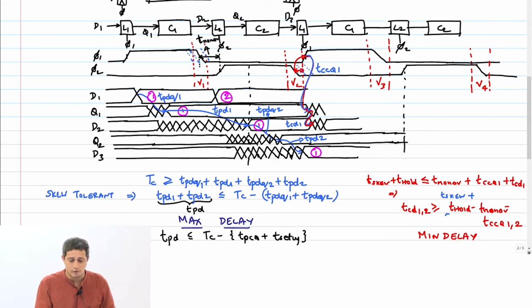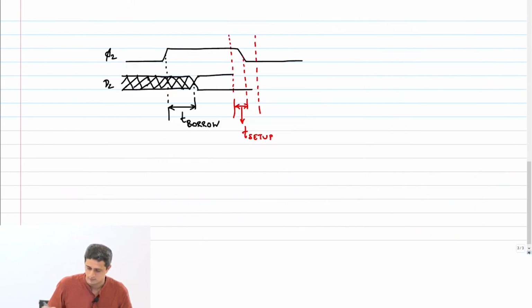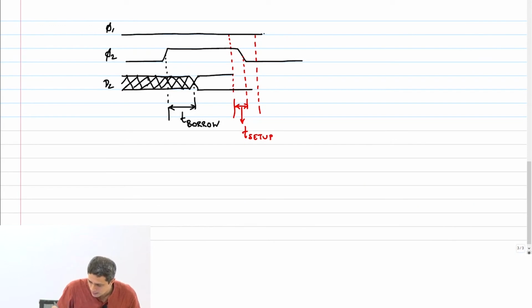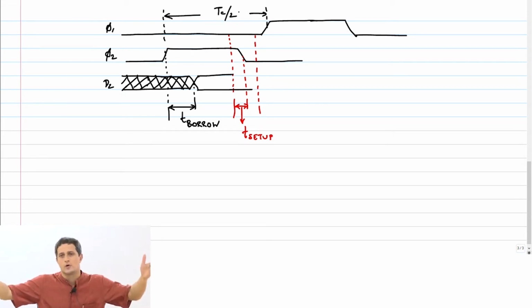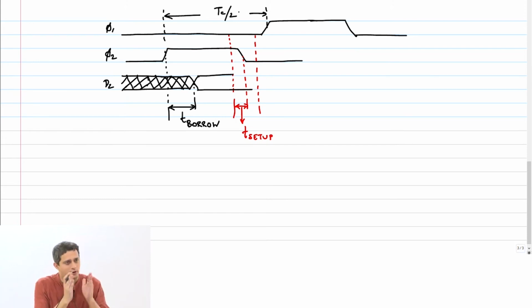Now, if you look at phi 2 and phi 1, phi 1 is here. This is 0, and then it goes high somewhere here. What is this time? This is basically half a clock period. Because from rising edge of phi 1 to rising edge of phi 1, it is Tc. From rising edge of phi 2 to rising edge of phi 1, it is basically half a clock.